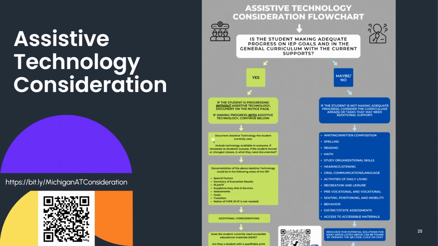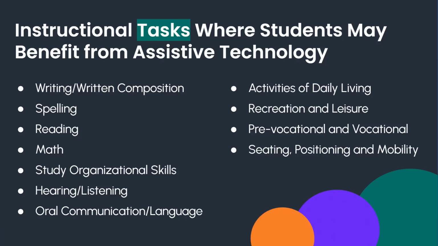So is the student not making progress or maybe making progress, right? There's a variety of areas that that student might benefit from additional support in. So here, right, these are a variety of instructional tasks where students may benefit from different types of AT tools. So writing and written composition, spelling, reading, math, organizational skills, hearing and listening, oral communication or language, various activities of daily living, recreation and leisure, pre-vocational and vocational, seating and positioning, and mobility, right? So it's not just one specific area, right?